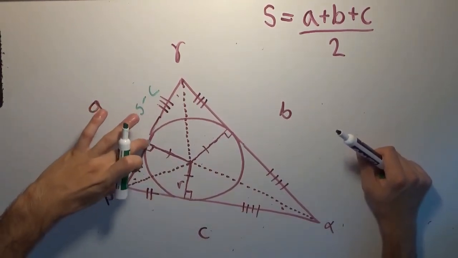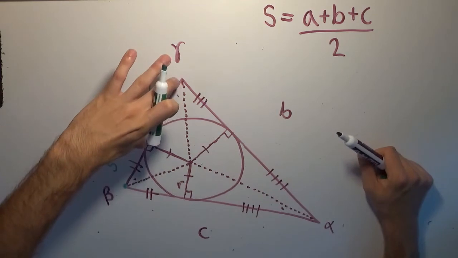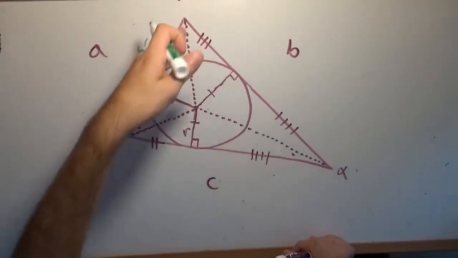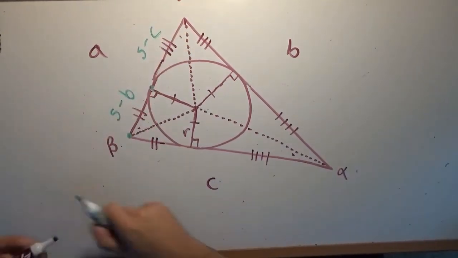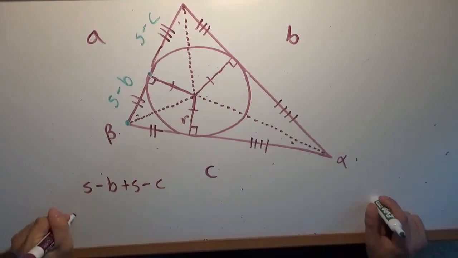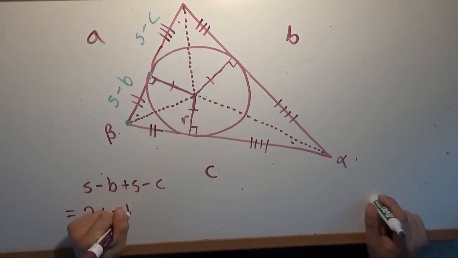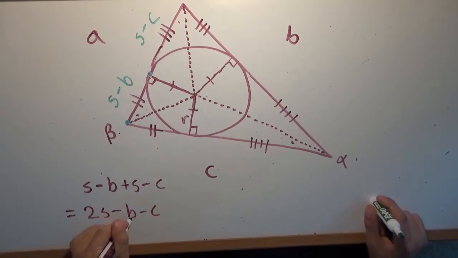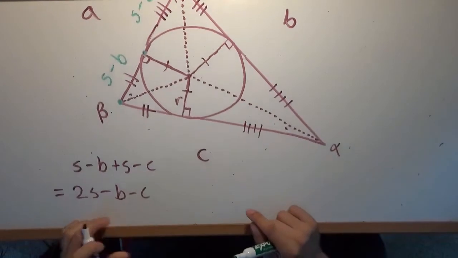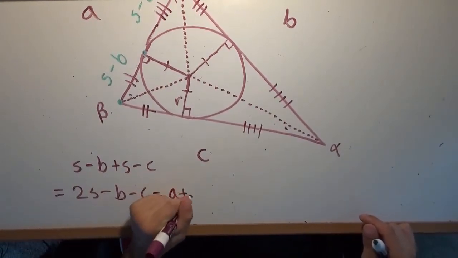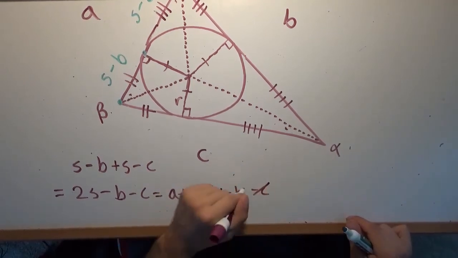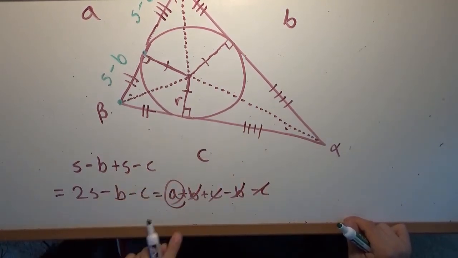So I'm saying that this is the semi-perimeter minus B, and this is the semi-perimeter minus C. So if I add those two things together, I should get A back because this in total is side length A, right? So let's investigate that. So S minus B plus S minus C equals 2S minus B minus C. But what is 2S? S is the semi-perimeter, so 2S is just the perimeter, right? So 2S is equal to A plus B plus C, and we are subtracting B and C, which means those cancel, and we're just left with A, just like I said we would be.